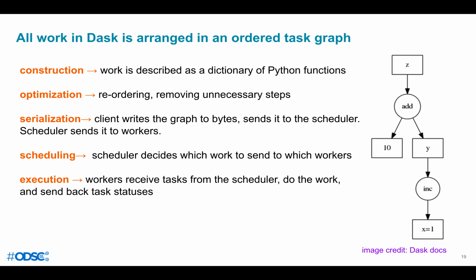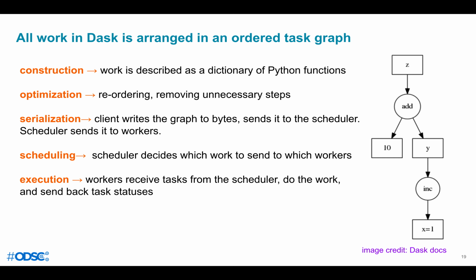Once Dask is pretty happy with the state of the graph and says, I can't optimize this anymore, next you enter a stage called serialization. In serialization, the client takes that graph and puts it on the wire and sends it out to the scheduler, who then sends it to the workers. At this point, there's no more optimization happening; the work has been described and the scheduler and the workers know about it. Once the scheduler and the workers know about the work to be done, then you'll enter a phase called scheduling.